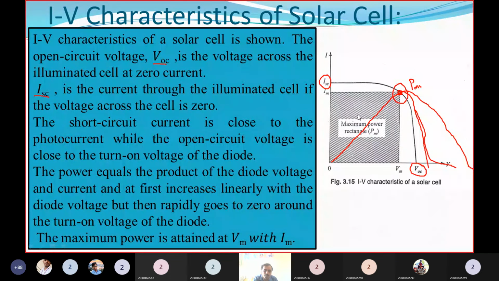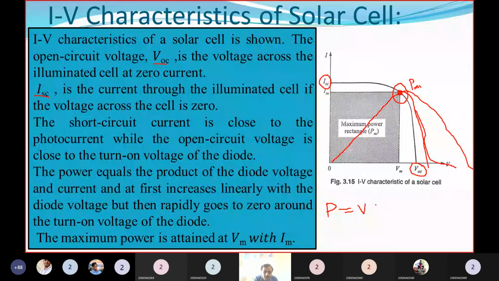If you operate the diode at these points, it will give more power. Now the next point: the power equals the product of diode voltage and current. Already we know the formula, P is equal to V into I, voltage into the current passing through the circuit.